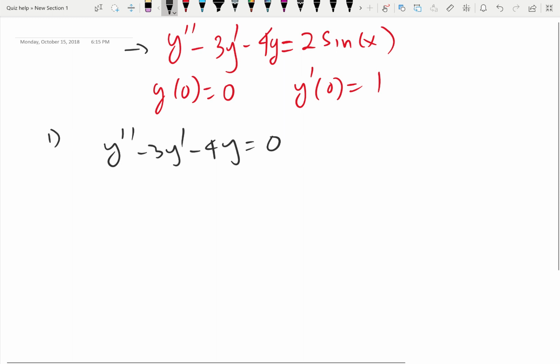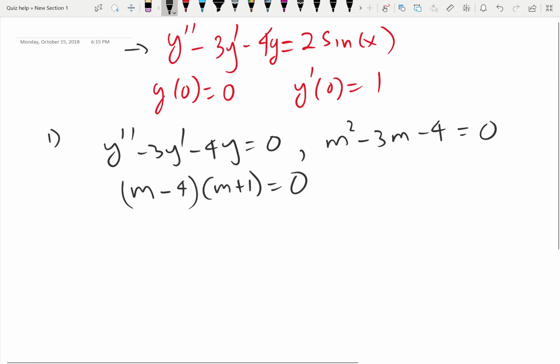Now let's write the auxiliary equation. This will be m squared minus 3m minus 4 equals 0. Now if you factorize this, we get (m minus 4)(m plus 1), right? So the roots are m1 is negative 1, m2 is 4. The order doesn't matter.